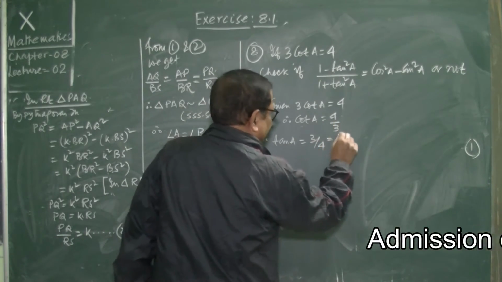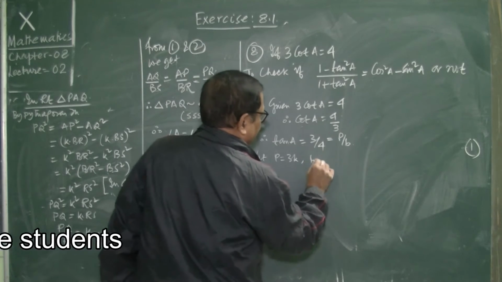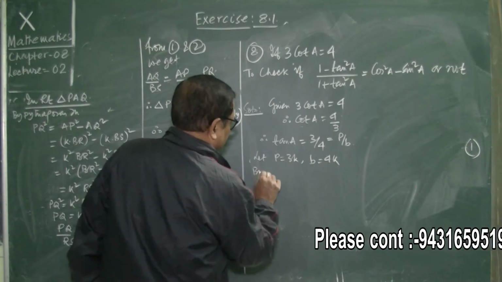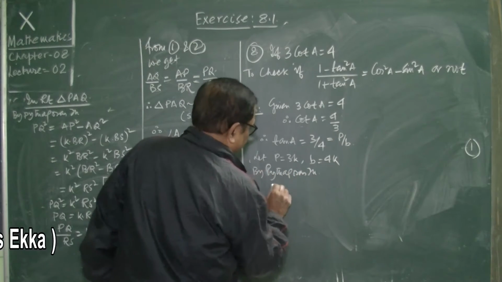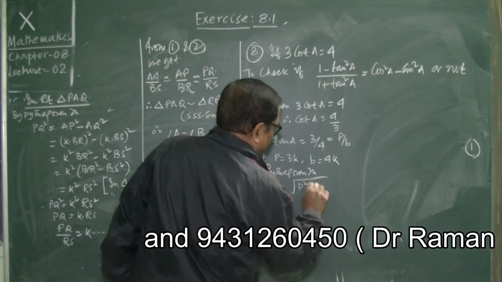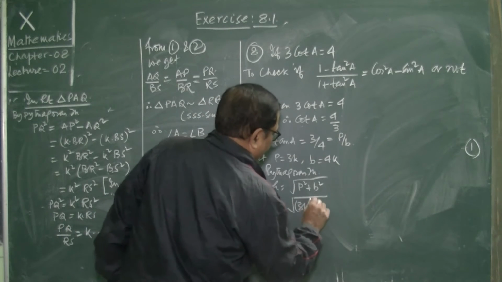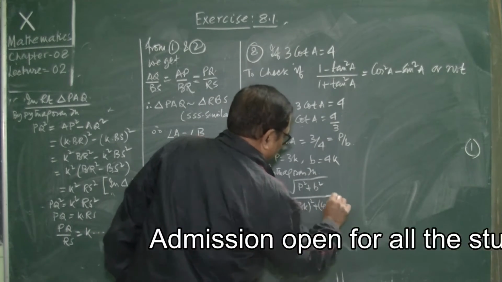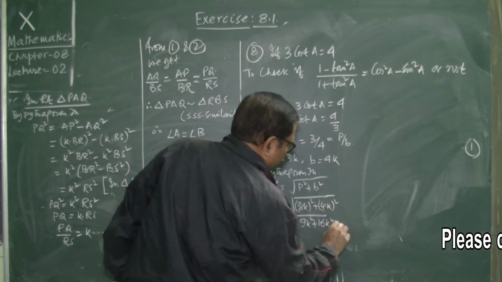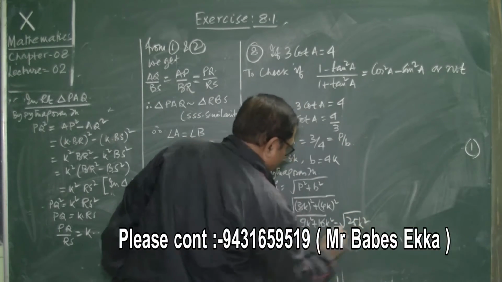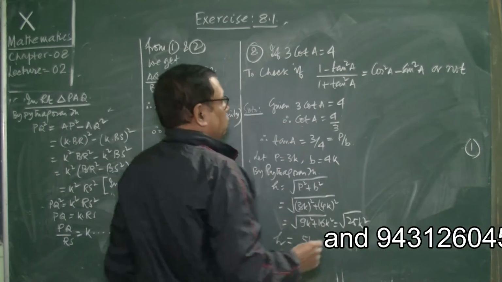So what is tan? Tan means P by B. So we will write, let P equal 3K and B equal 4K. By Pythagoras theorem, H equals root under P square plus B square, which is 3K whole square plus 4K whole square. On solving, it is 9K square plus 16K square, together 25K square, and taking out of the square root we find 5K. So your H is equal to 5K.